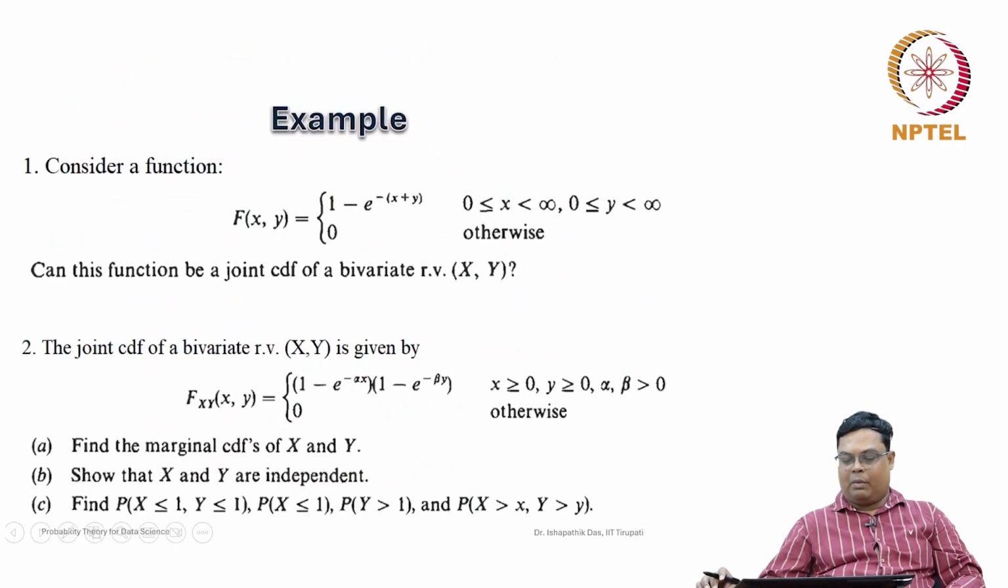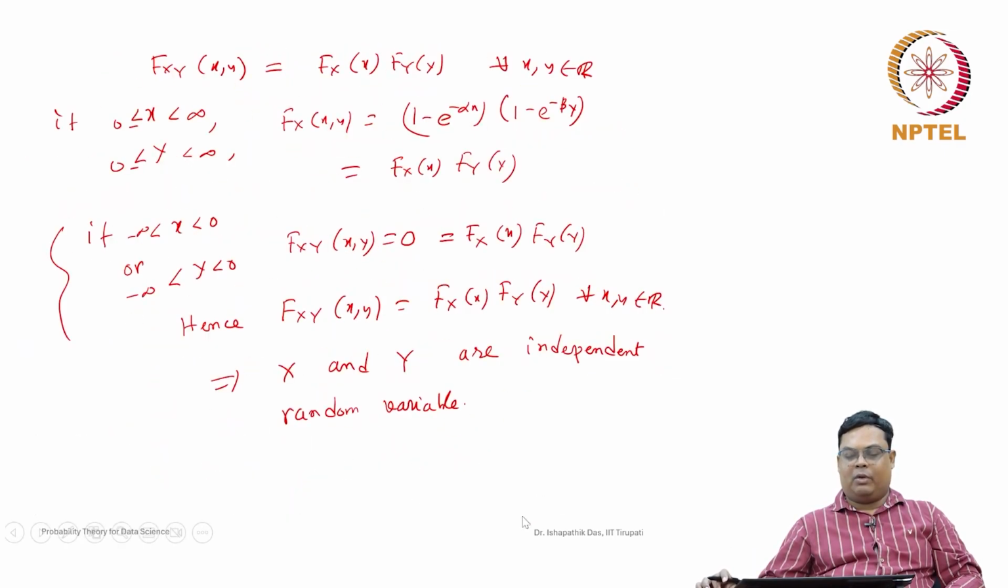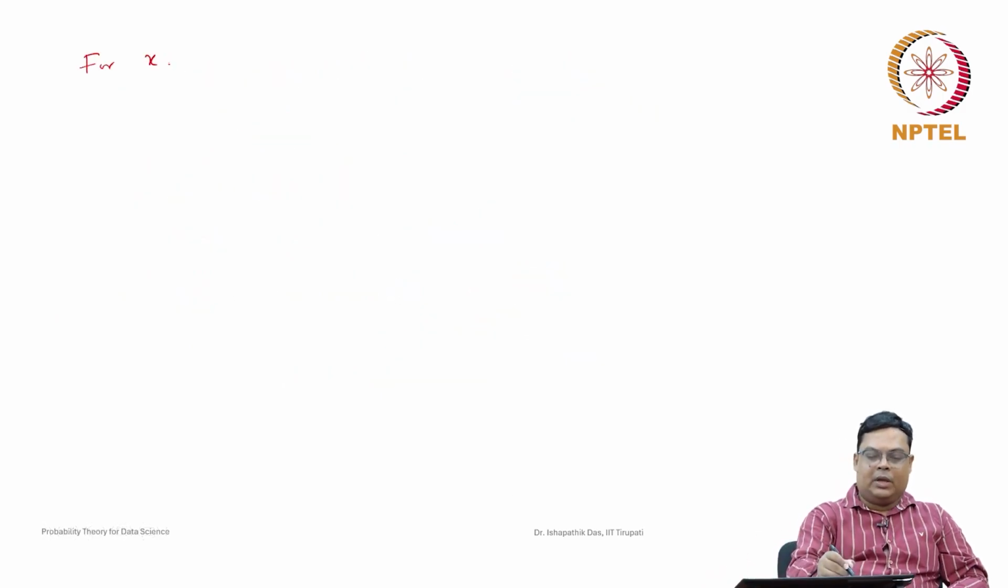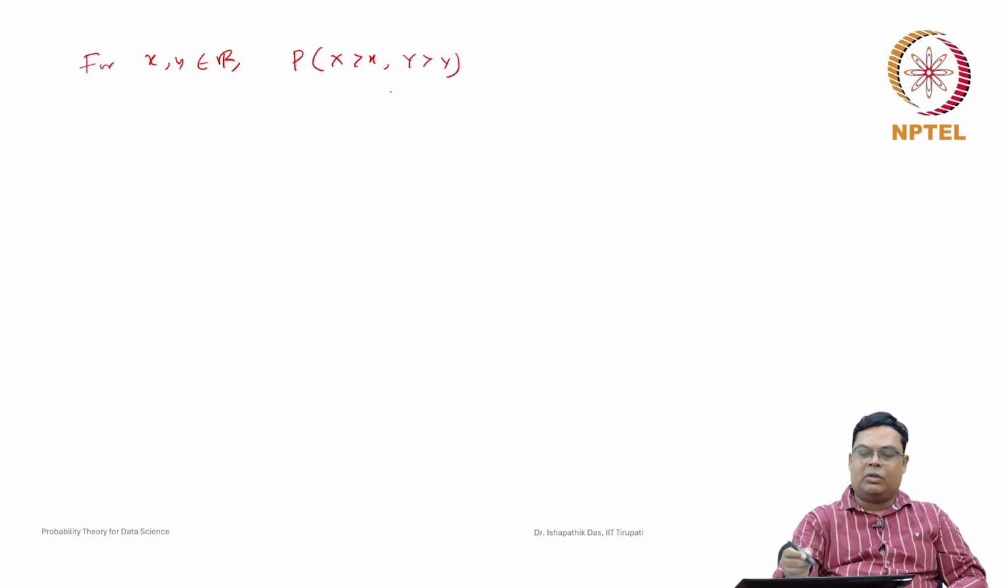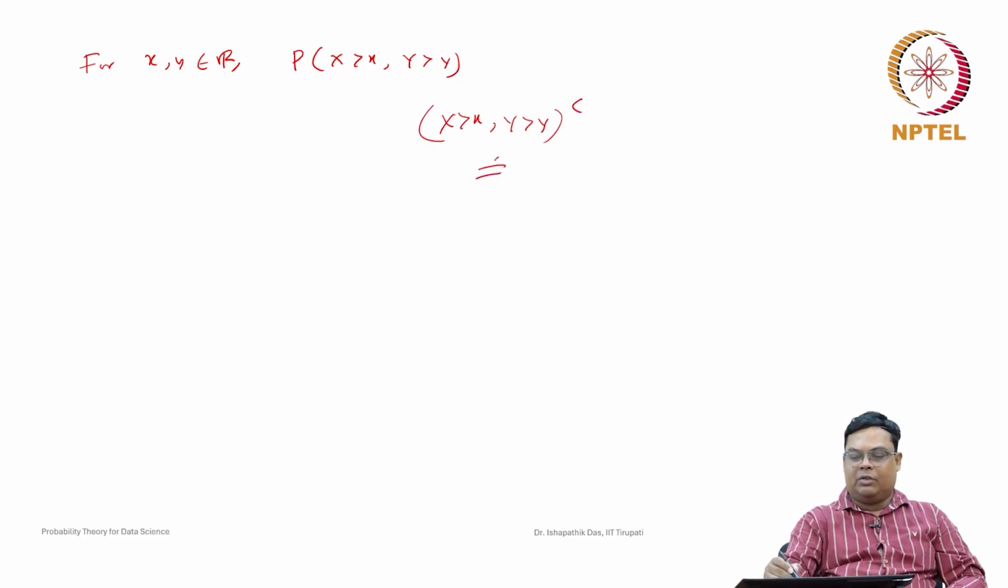The next problem is to find the probability of X greater than small x and Y greater than small y, where small x and small y are two real numbers. For x, y belonging to the real numbers, find the probability X greater than x, Y greater than y. Note that it is not just the complement of X less than or equal to x, Y less than or equal to y. Basically, what we want to say is that the complement of this is not equal to X less than or equal to x, Y less than or equal to y.